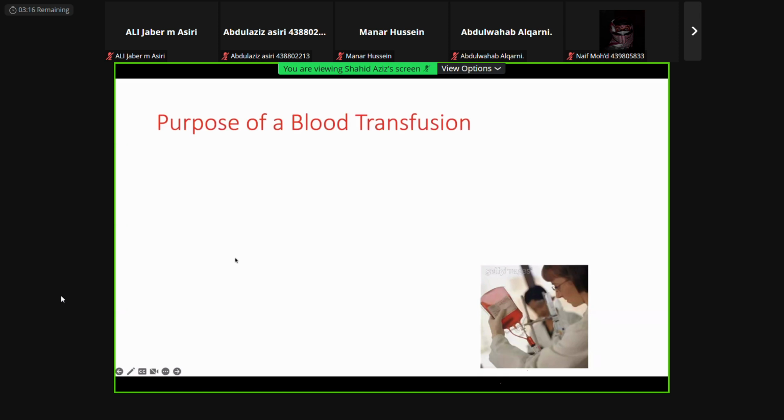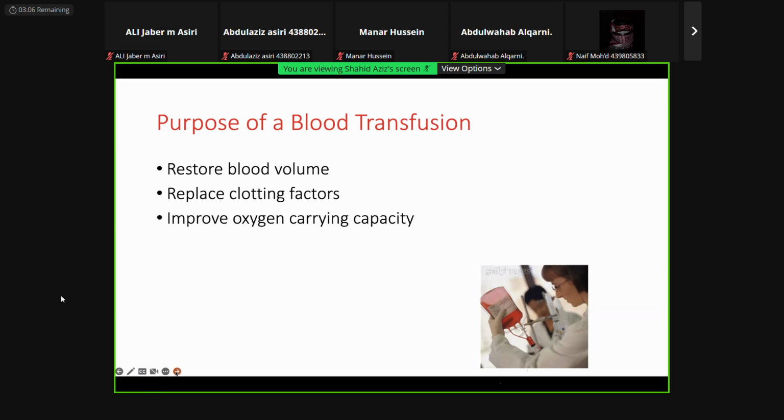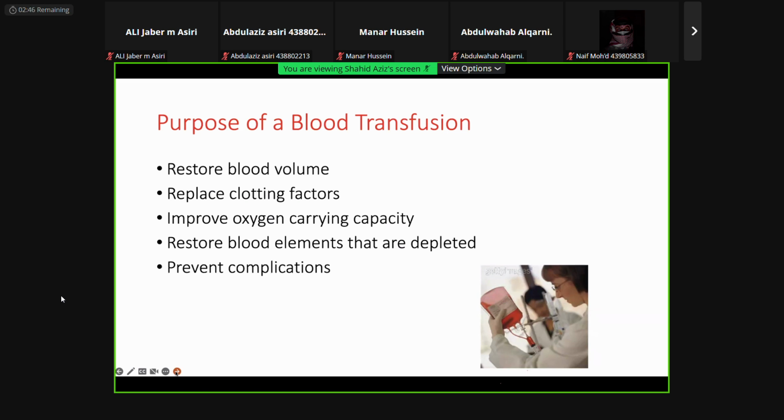What is the purpose of blood transfusion? Restore normal blood volume, replace deficient blood clotting factors by giving cryoprecipitate, and if the patient is severely anemic, improve their oxygen carrying capacity, by which I mean bringing their hemoglobin into the normal range. If they have depletion of different elements, such as thrombocytopenia, you give them platelet transfusion to restore the depleted blood elements, and to prevent complications due to the lack of these important components of the blood.